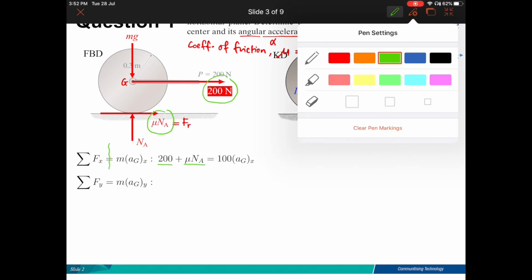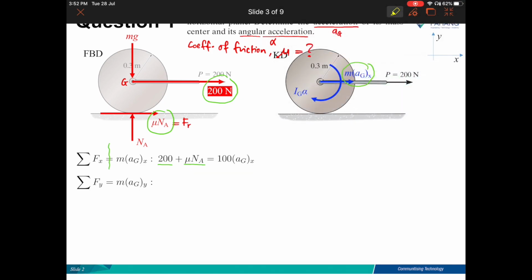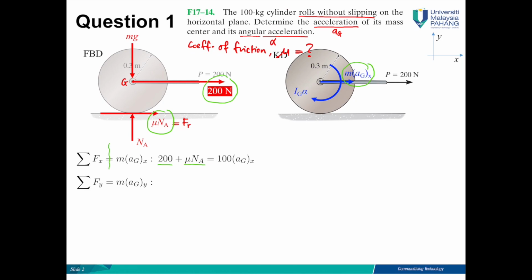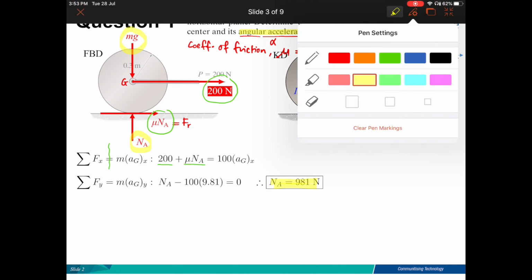For the y component you have several items as well. You have N_A positive, you have mg negative, and there is no y component in the kinetic diagram, so this will be equal to 0. So straight away you will get the value of N_A, which is equal to 981 Newton. But we haven't determined the acceleration and the angular acceleration of the cylinder. Now, let's move on.